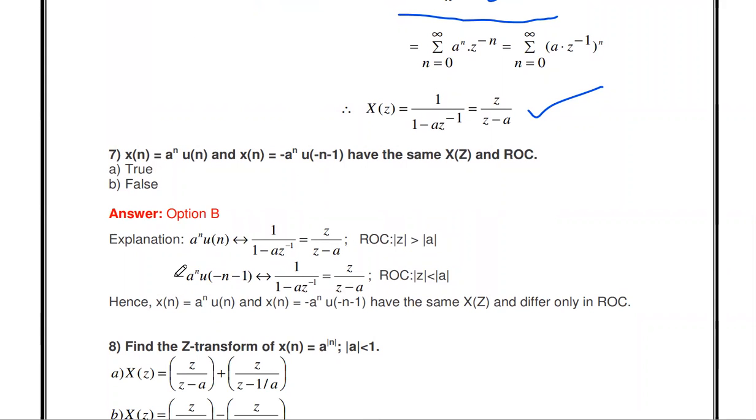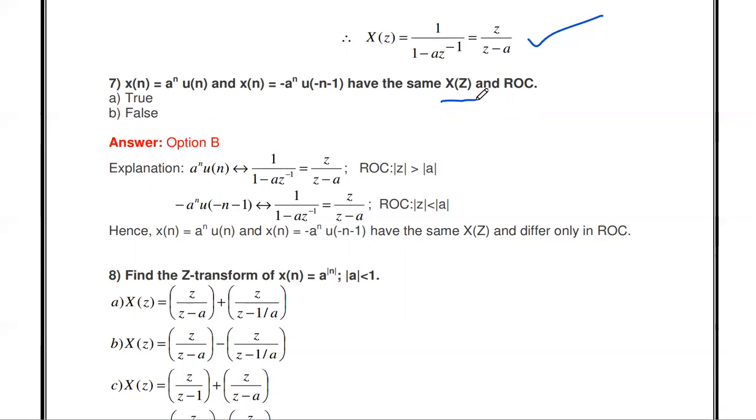Similarly, for the sequence minus a power n u of minus n minus 1, if you take the Z transform, we get the same answer, z by z minus a. So the X of z value for these two signals remains the same, but the ROC is different. You see the first signal, a power n u of n, is a causal sequence. Causal means the signal is available for the positive time axis. The second signal, minus a power n u of minus n minus 1, is an anti-causal sequence.